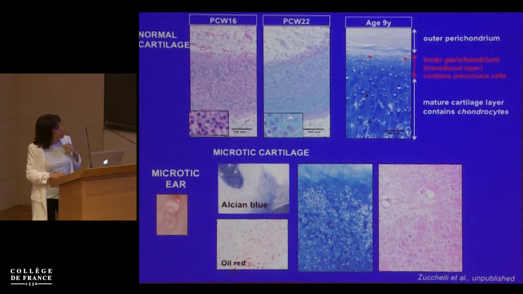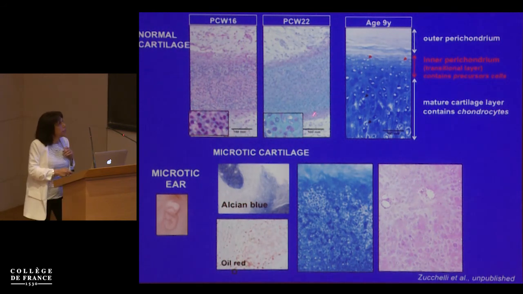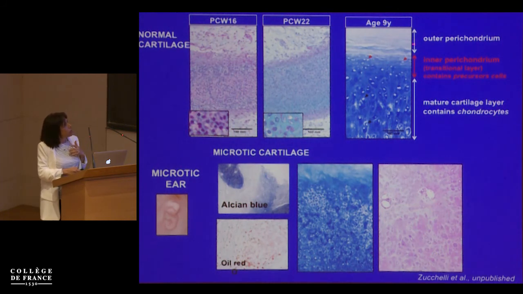So if we look at the cartilage from the microtic ear and compare it with a normal cartilage, what we see is that there is progressive development. These are all human tissue, so it's human development. And you can see quite clearly that with development, basically, the perichondrial region becomes more and more defined, and we have a very clear organization.